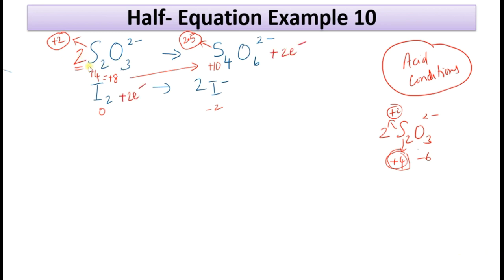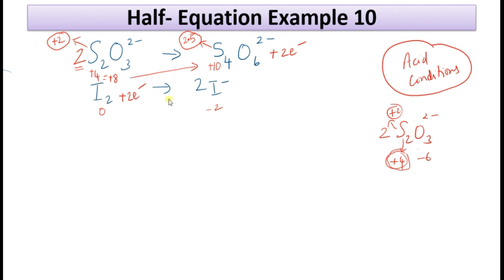Okay, so check the number of atoms. 2 times 3, 6 oxygen atoms, 6 oxygen atoms. Sulfur is also balanced. So in this case, there's no need to add the H plus or H2O, because you don't need any more hydrogen or oxygen atoms. Yes, balanced already. So bear that in mind. You don't have to always add, although this is in acid conditions.